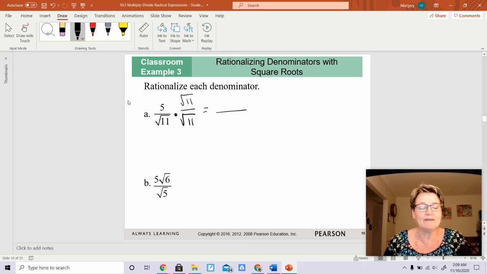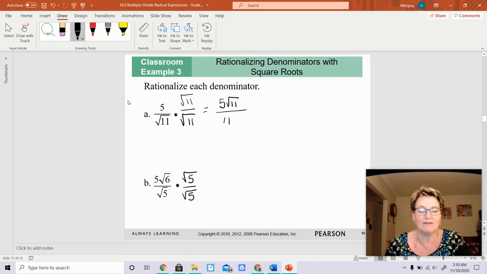The square root of 11 times the square root of 11 is the square root of 121. The square root of 121 is 11. And then the numerator would be 5 square roots of 11. Nothing else you can do with that. Now in the denominator, I got a square root of 5. I can't have that. So I'm going to multiply it by the square root of 5. You're just going to multiply it by itself. And I'm going to multiply the top by the square root of 5. Whatever you do to the bottom, you must do to the top.